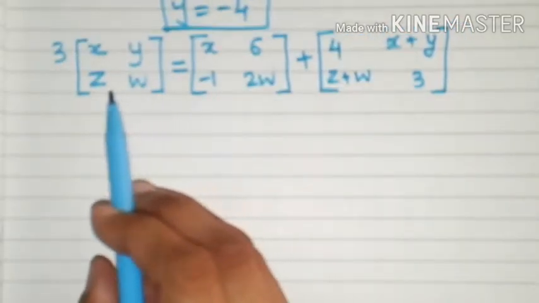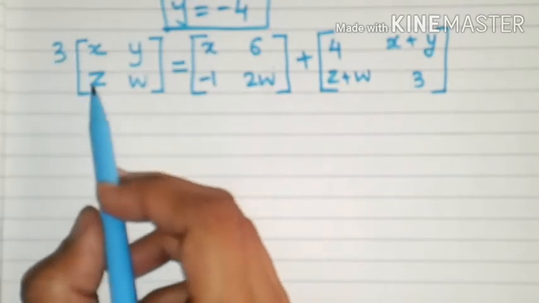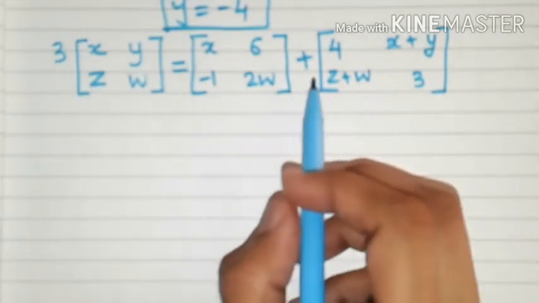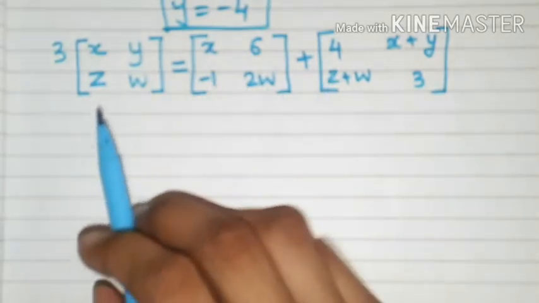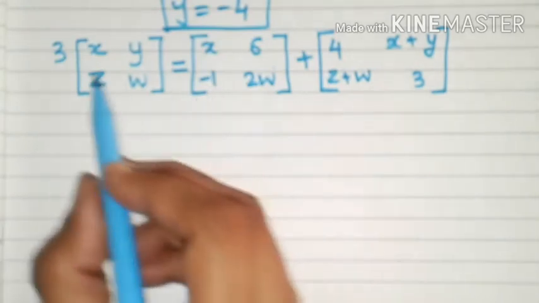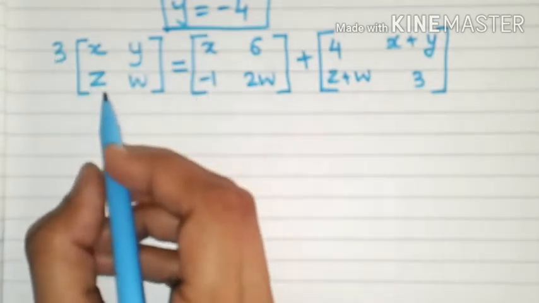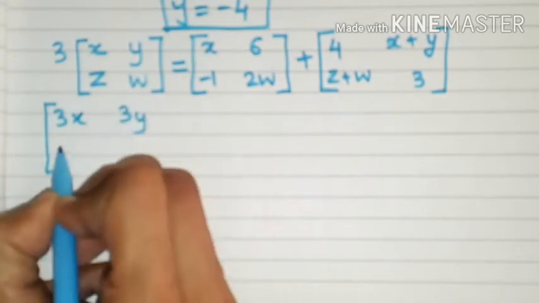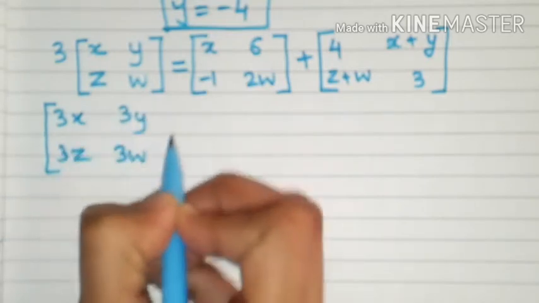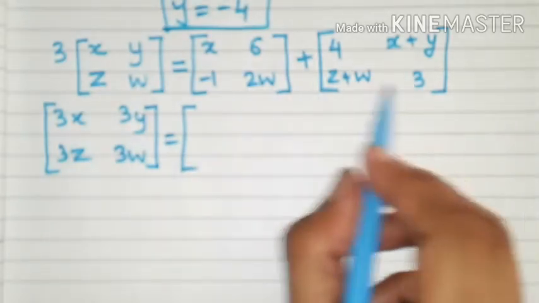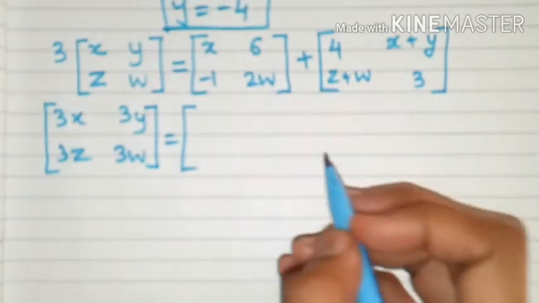The 12th question is, again we are given 3 multiplied by this matrix is equal to the sum of these two matrices, and we have to find out the values of x, y, z and w. So let's go ahead and do the scalar multiplication first. So we will get 3x, 3y, 3z and 3w. This is equal to, on the right hand side I have to add these two matrices. So let's go ahead and add.